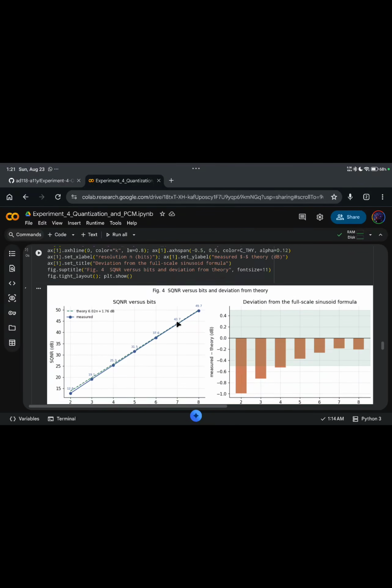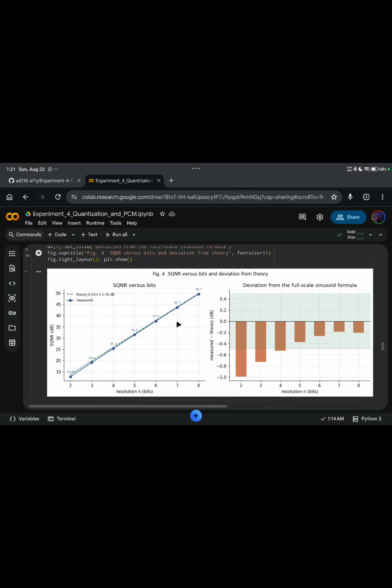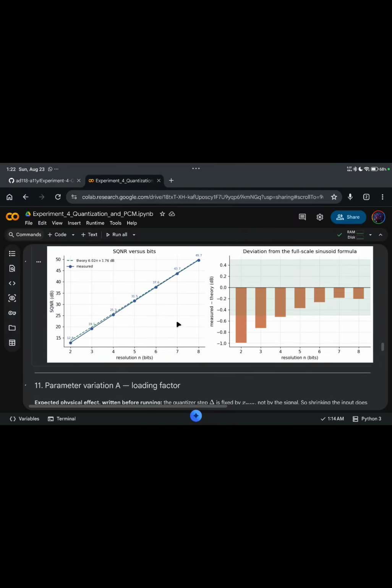This graph compares measured SQNR with the theoretical equation 6.02n plus 1.76. The measured SQNR increases almost linearly as the number of bits increases. The second graph shows the difference between measured and theoretical SQNR. The measured result is slightly below theory, especially at low resolutions, but the difference becomes smaller as the number of bits increases.